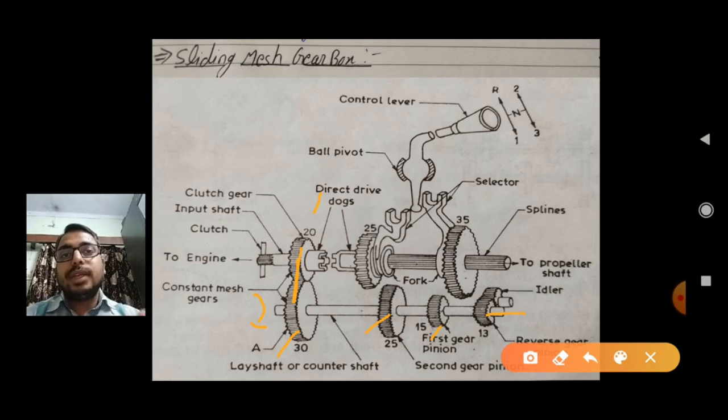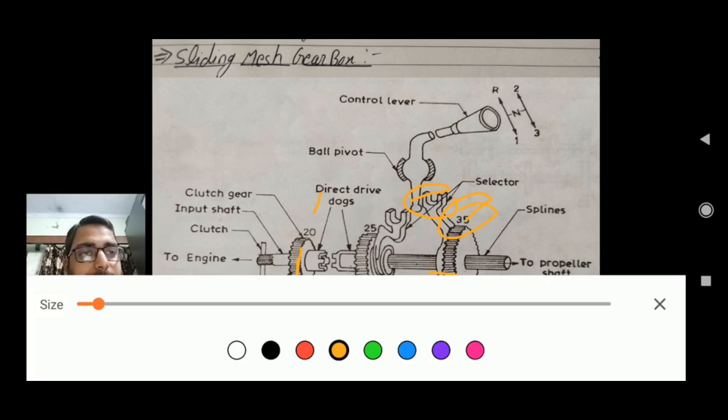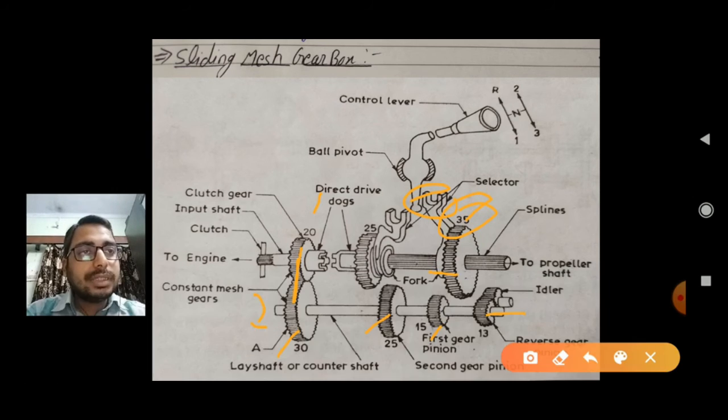In this case, if we want to attach the first gear, we hold the control lever and attach the control lever with the selectors, and by attaching the selectors we slide the gear splines, or you can say we slide the 35 number gear in the leftward direction. When this gear is shifted, the meshing of this gear takes place. I will explain with some different color diagram. Then the meshing of this gear takes place.